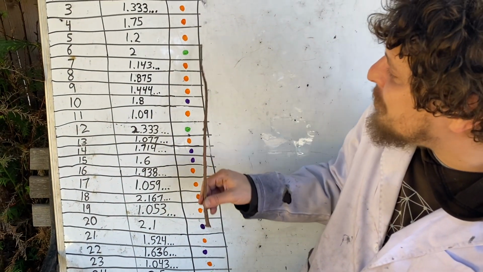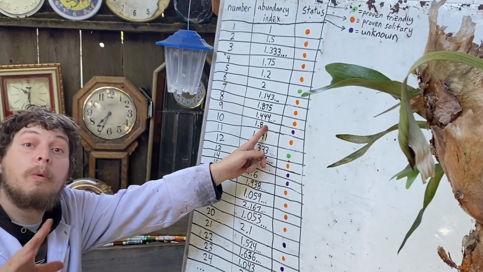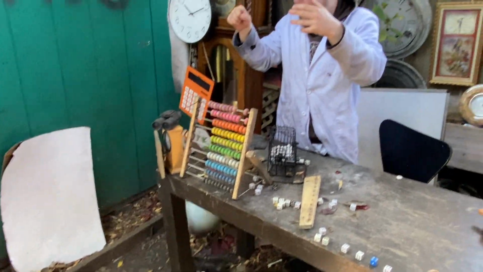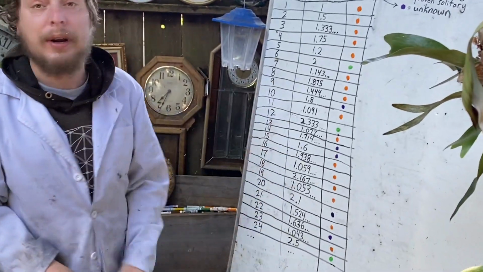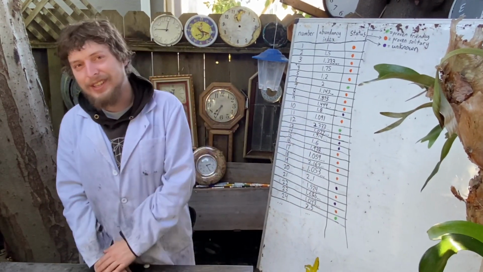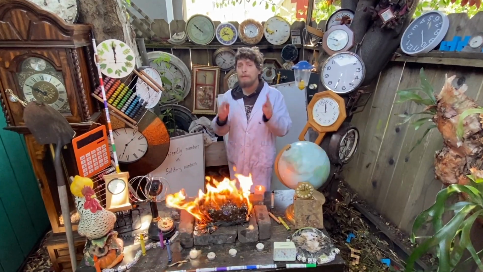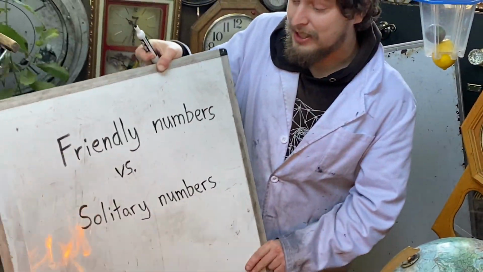The smallest of which being 10. 10 has an abundancy index of 1.8. 1.8 is the result of adding 1 over 1 plus 1 half plus a fifth and a tenth. Or could be seen as how many times bigger 10's divisors is compared to itself. And it's unknown if any other numbers have that same abundancy index, making 10 the smallest number that its friendly or solitary status is unknown. So who knows if or when we'll know if the number 10 is friendly or is solitary?